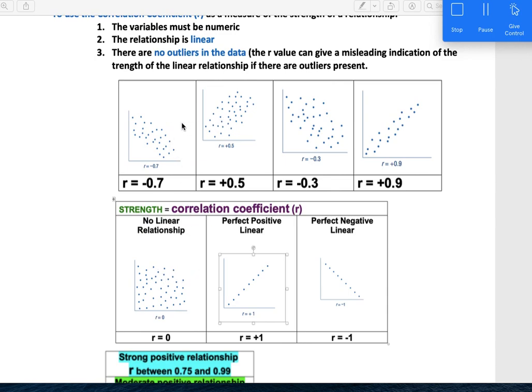So up here, I've done a few examples of what certain R values look like. So you can see a 0.9, that's going to be a strong relationship. So you can see how they're very close to being near one line. But if you look at this negative 0.3, you can see it's going downwards, but they're very spread apart. So that one would be a weak.